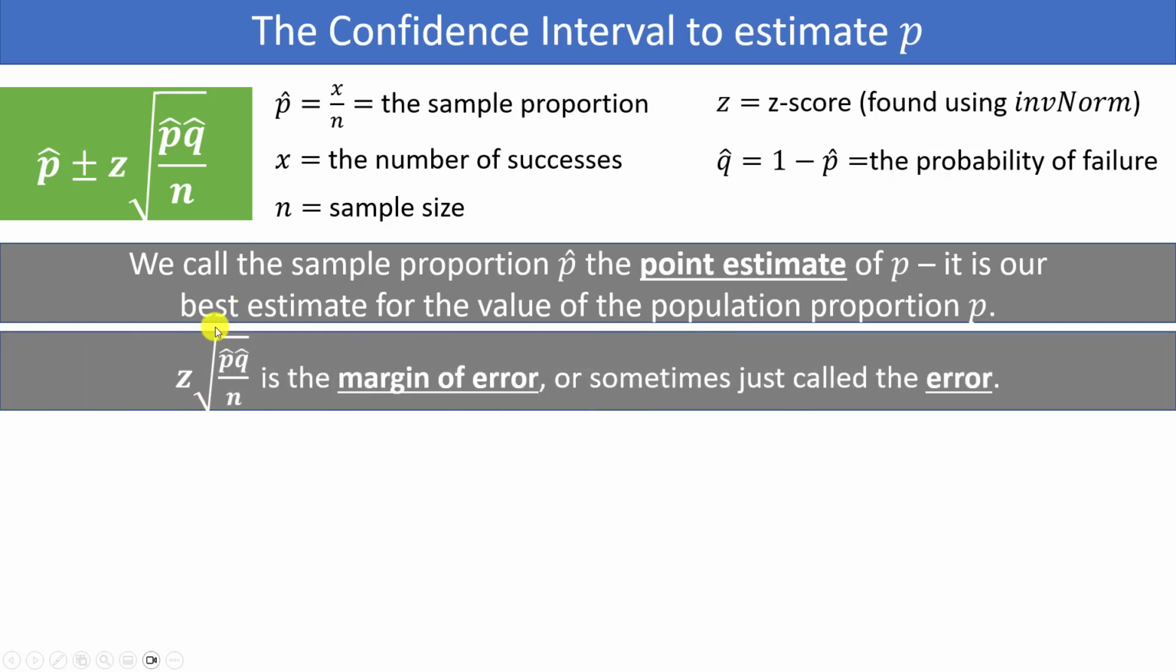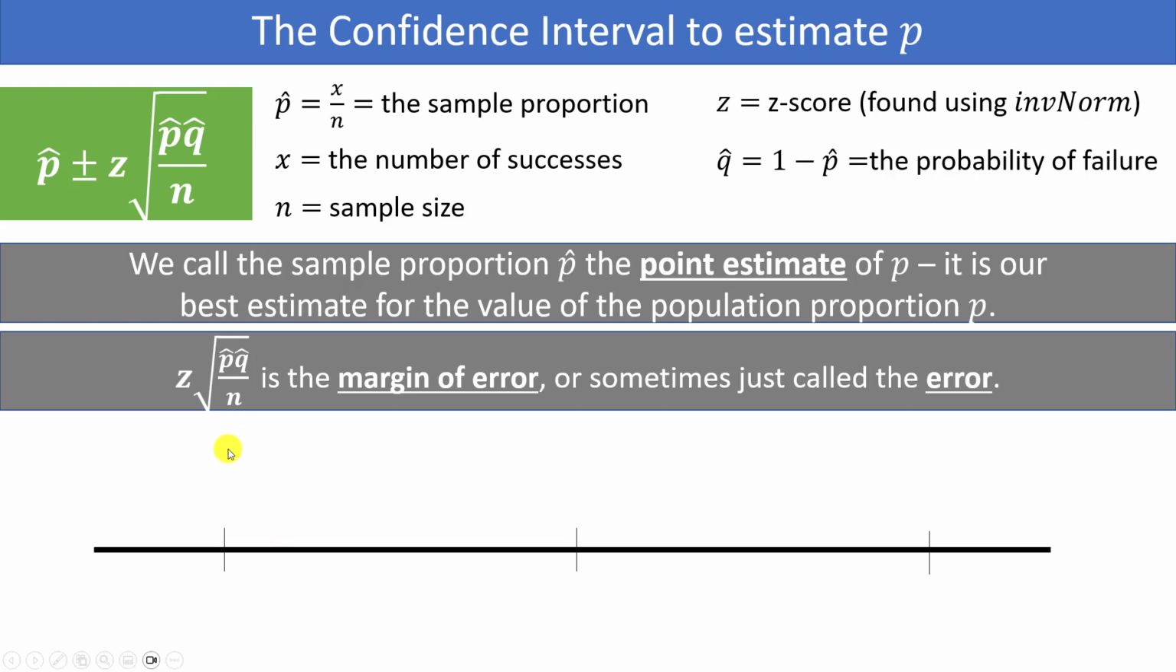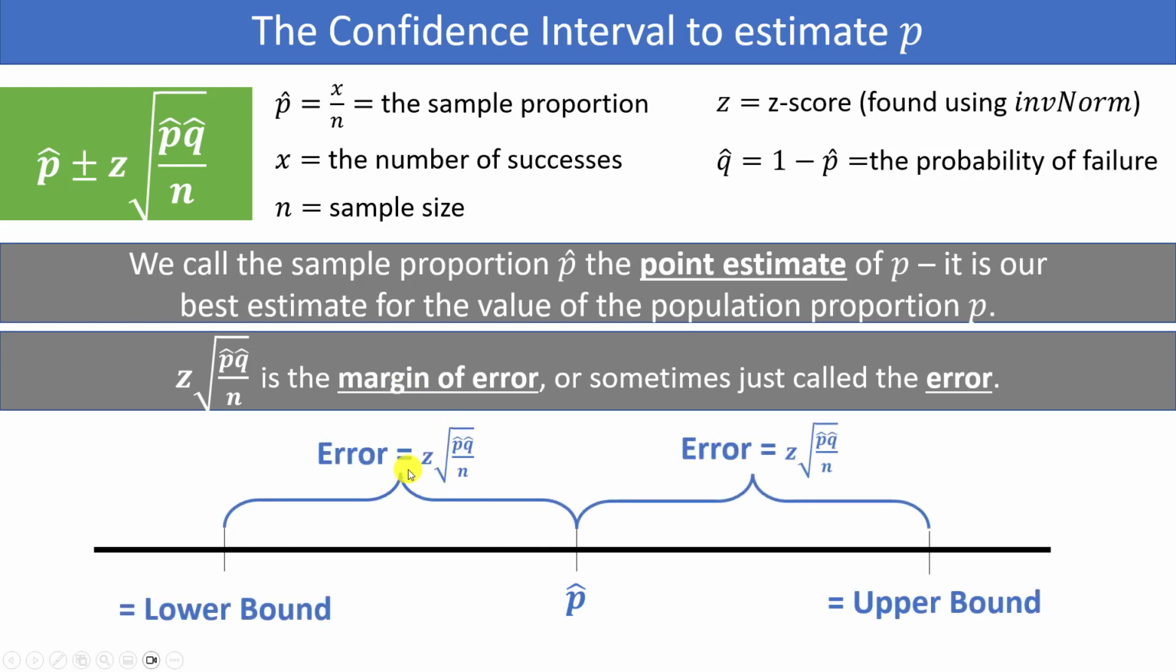Z times the square root of p hat times q hat divided by n is what we call the margin of error, sometimes just called the error. The best way to visualize the confidence interval is to write out the number line. We will always have the point estimate in the middle, which in this case is p hat. Then we will add and subtract some margin of error, which is the z-score multiplied by the square root of p hat q hat over n, to get to the lower bound and the upper bound. We would say that we are some percent confident, such as 95% confident, that the true population proportion falls between our upper and lower bounds.